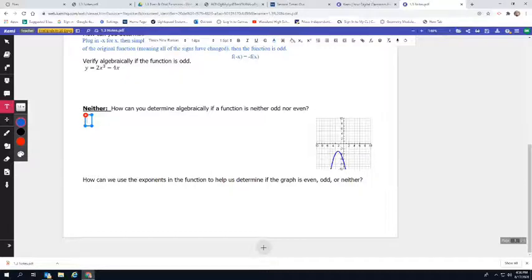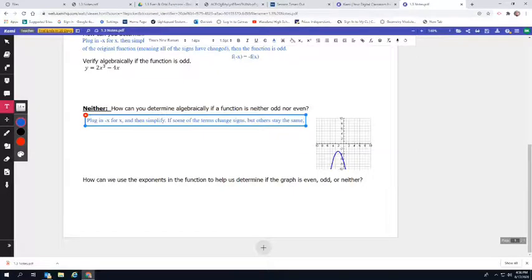Now we're going to talk about neither. How can you determine algebraically if a function is neither odd nor even? So again, you're going to plug in negative x for x, and then simplify, just like we've been doing each time. If some of the terms change signs, but others stay the same, then the function is neither even nor odd.